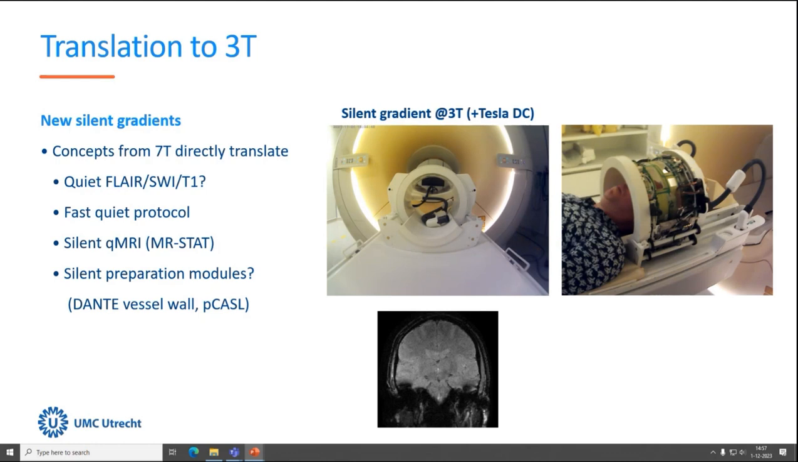I'm also interested in looking at silent preparation modules. I know PCASL is usually, at least in our institutes, audible. Also the vessel wall scans we use are quite noisy. So maybe these ultrasonic readouts can be of interest there or find some use.